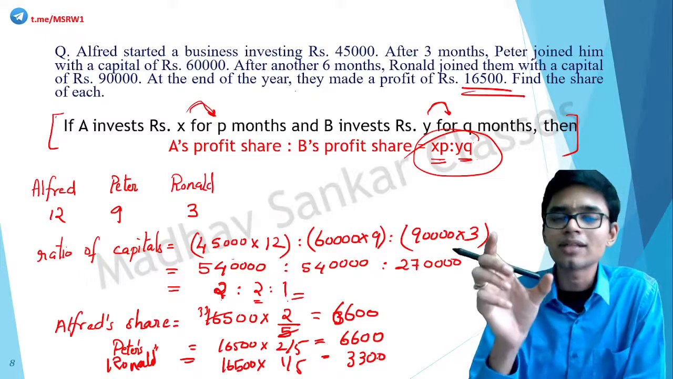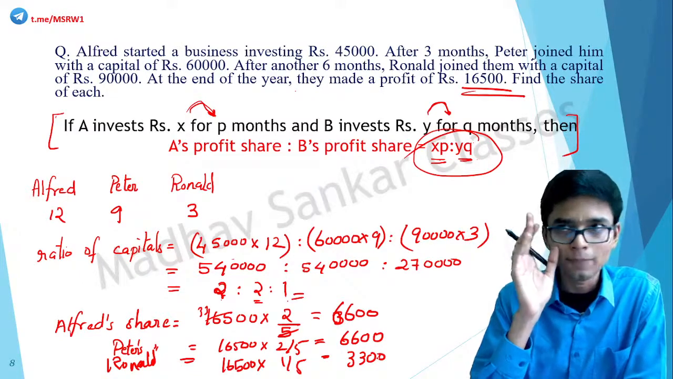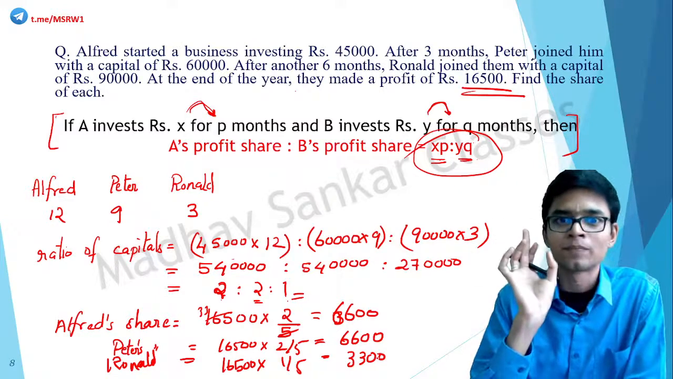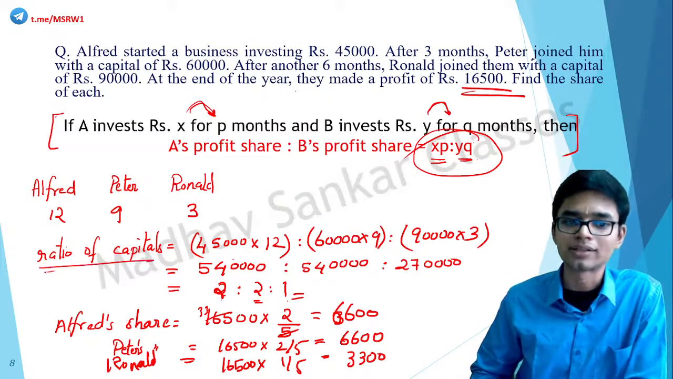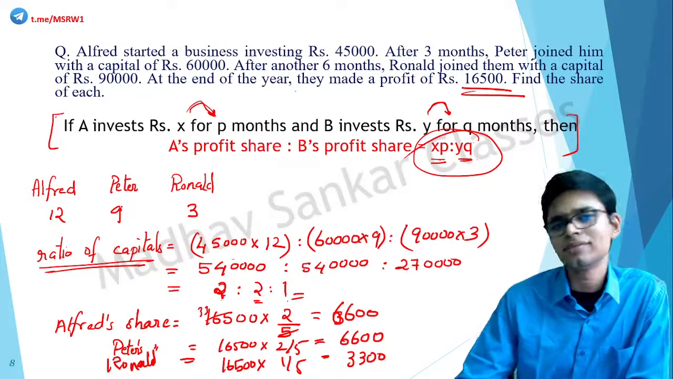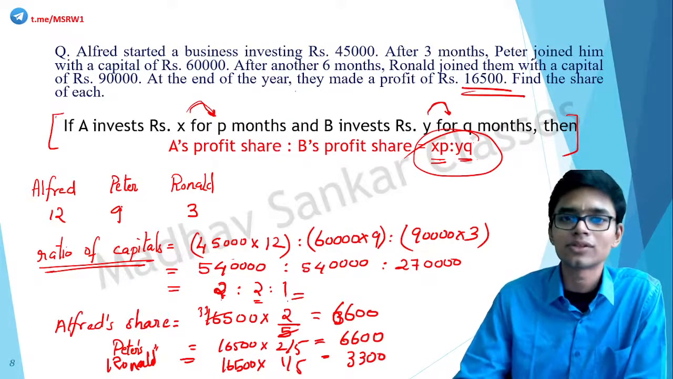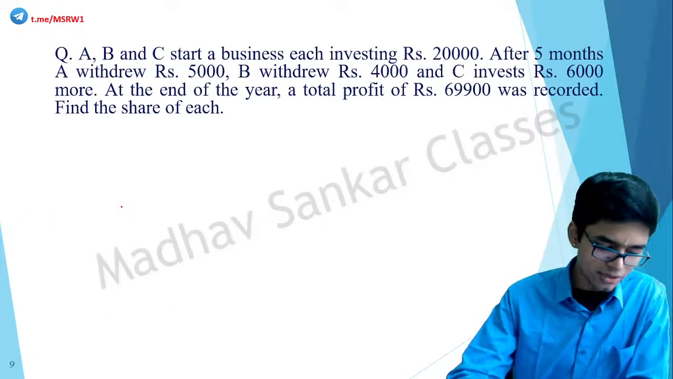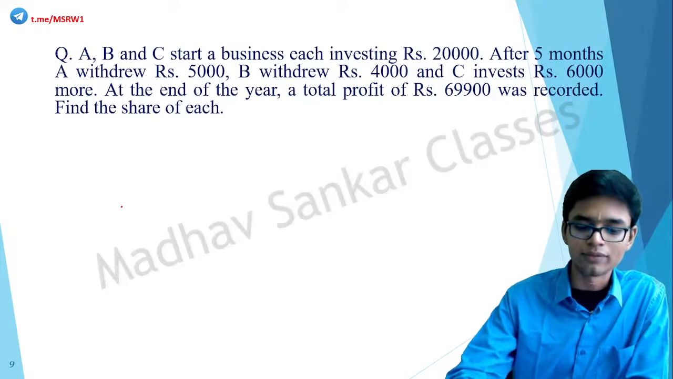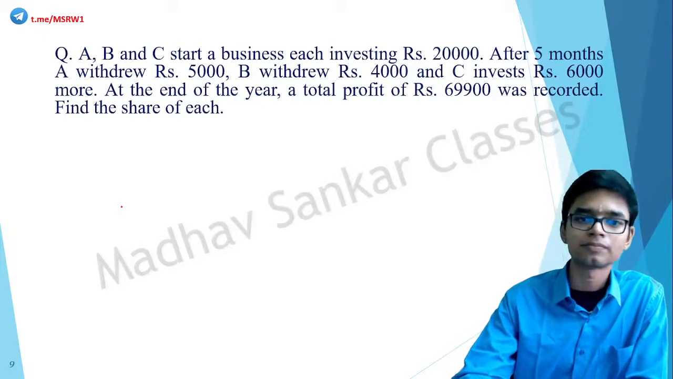If the time periods are not equal, then multiply the time period with the investment. Okay, find the ratio of capitals, and then simply solve the rest of it as we did in earlier questions. Let's do another question for example, for your better understanding.